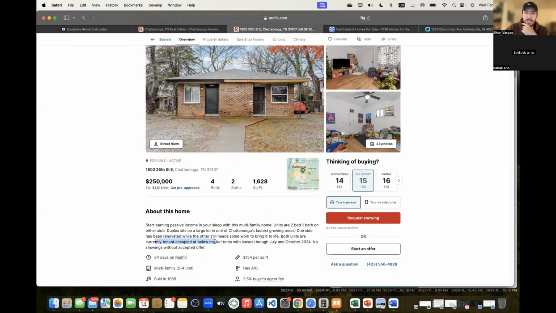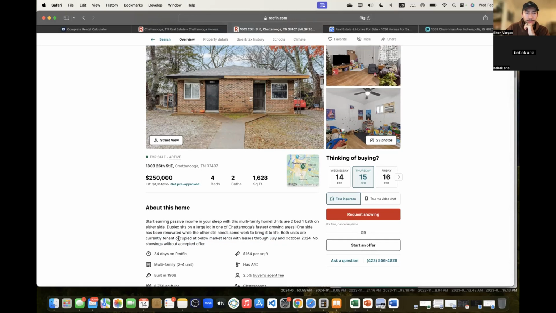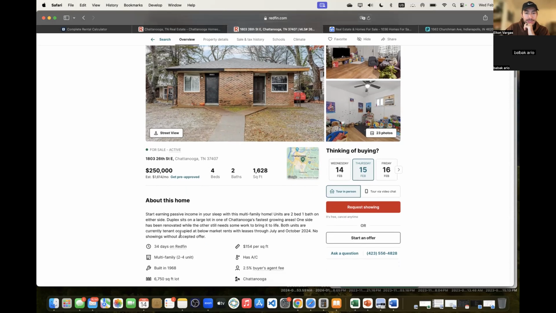Okay, below market rents. I don't know what that means. I have to figure out what below market rent is. And there are photos from July and October 2024. No showings without an accepted offer. Okay, that's perfectly fine. I don't need to see it. I'm not trying to head over to Chattanooga from California to go check out this property and be like, oh yeah, I like it, I'll invest in it. No, I've got to look down to the numbers.